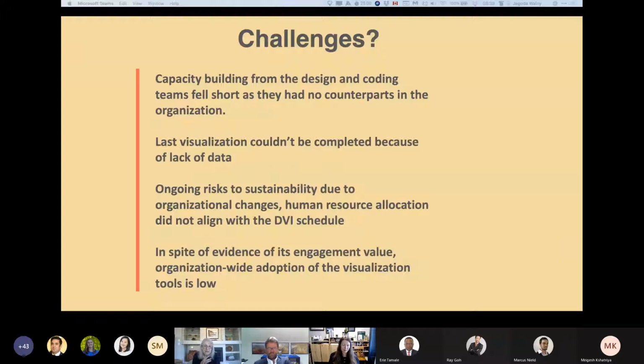Ongoing risk to sustainability, changing of mandates, priorities, human resource allocation, was really a struggle. And it took a super committed CEO, a super committed top management that said, stop it, we are doing it. Like, enough already. Because it gets very contentious when it comes to the resource allocation.